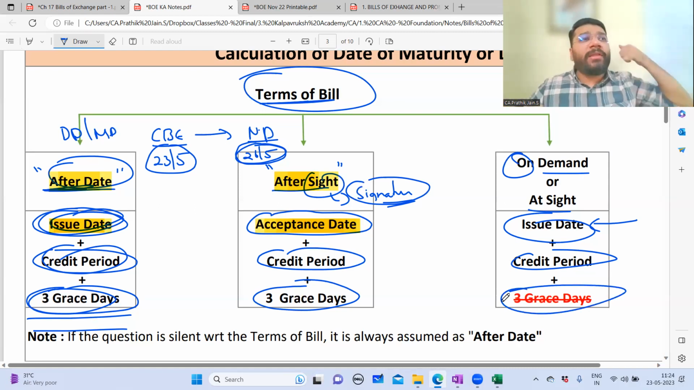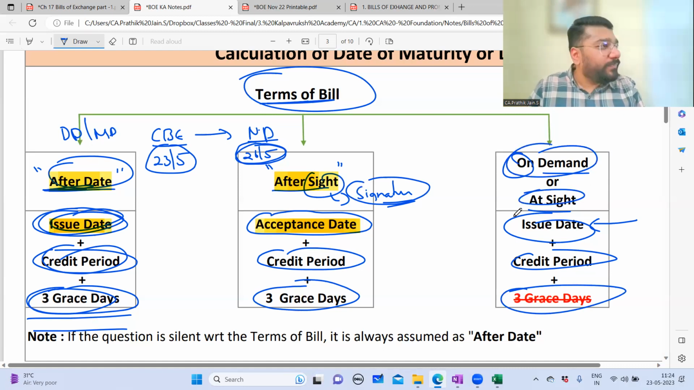Today morning, you're getting a call that make the payment. Where will you add 3 grace days? So if the term of bill is on demand or at sight, then how will you calculate the due date? Issue date plus credit period. That's it. You will not add 3 grace days. So here 3 grace days I've put it, I've cut it.